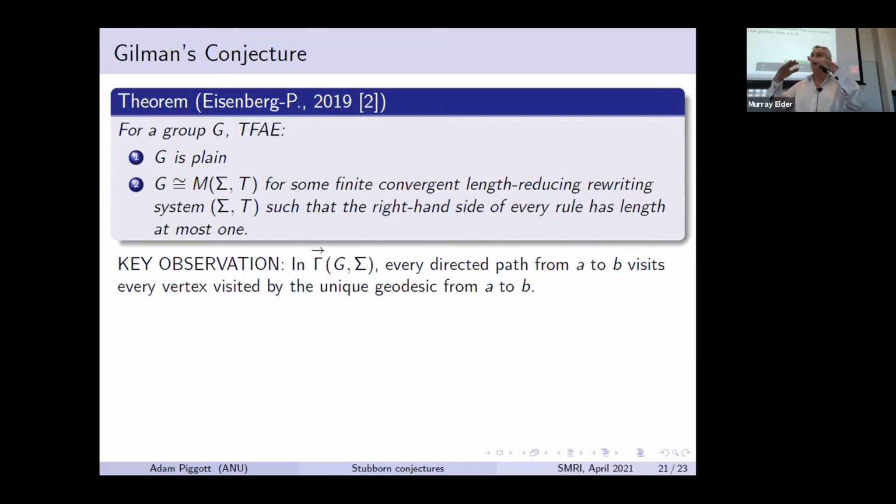So either way, we see that you get from whatever path you start with to your geodesic without adding new vertices that weren't visited in the original path. So every path between A and B has to visit every vertex in the geodesic from A to B. That's a really powerful restriction on the geometry of a Cayley graph. And that's not true if you have length reducing rules where the right-hand sides are longer than 1. Now, if you replace a word of length 3 by a word of length 2, you can visit a new vertex. And so that's something different.